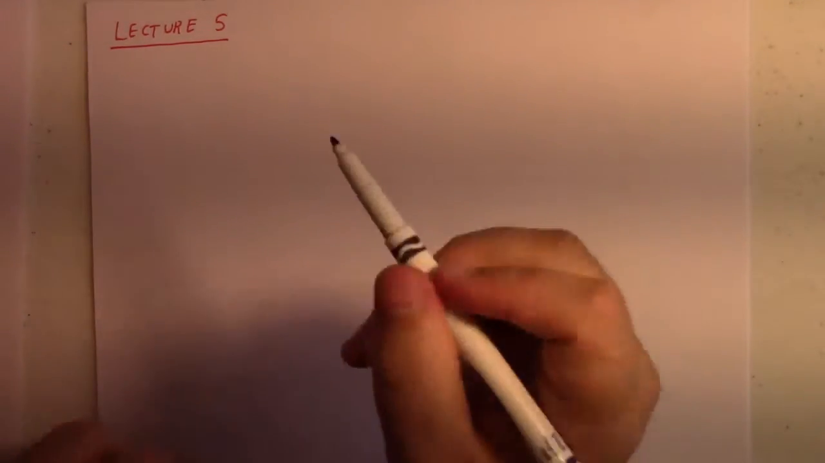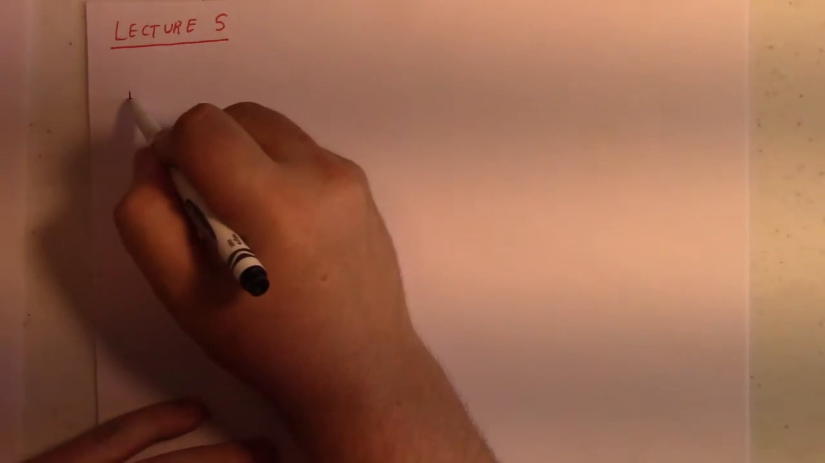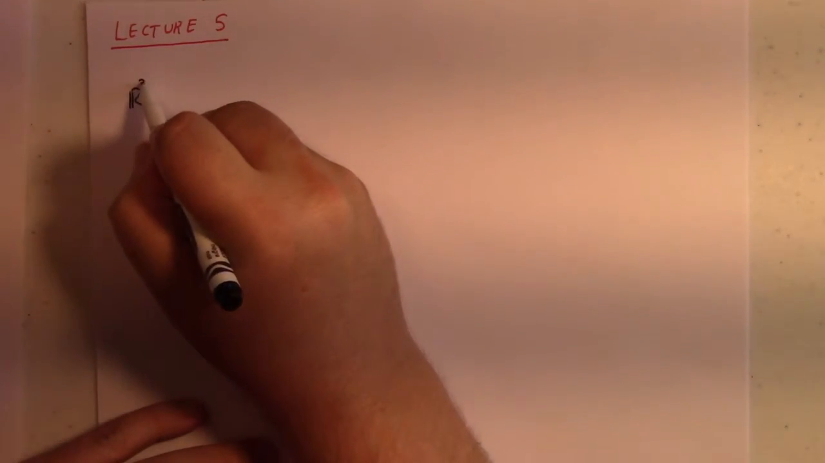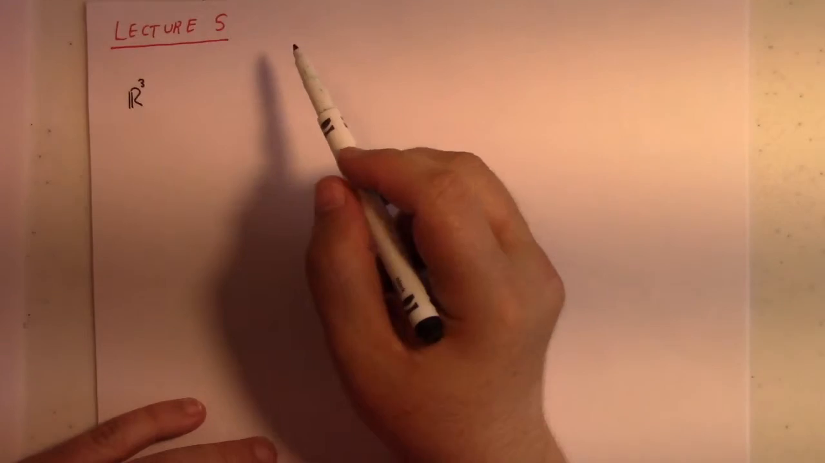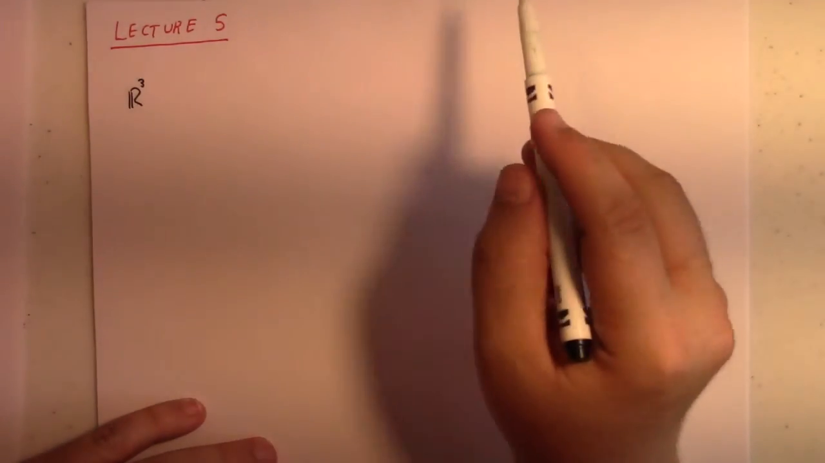Alright, so this is lecture 5. We're going to talk about distance, norms, and of course the inner product in R3. So let me just get right to it. R3, of course, is a set of triples of real numbers.